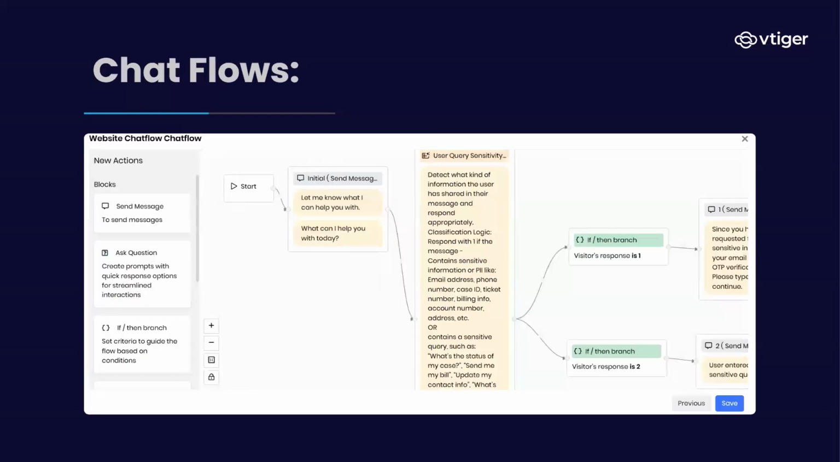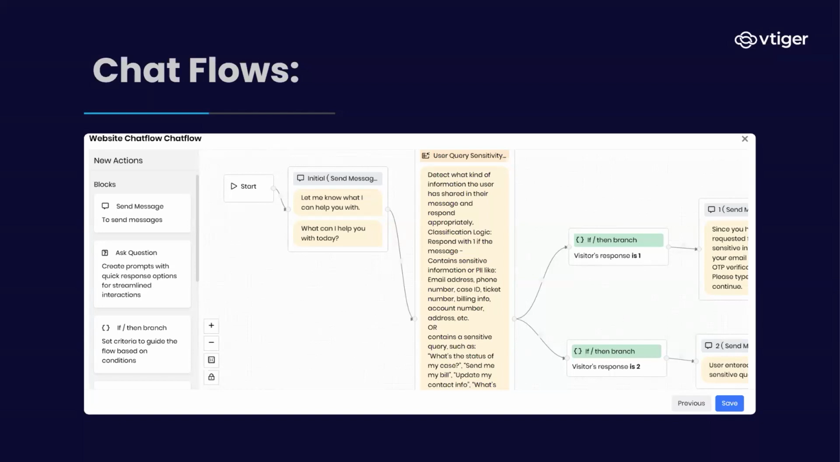Next, we have chat flows. Vtiger's chat flows feature provides an intuitive way to design and visually map out how your AI chatbots will interact with customers through live chat. The chat flow feature is like a digital whiteboard where users can easily drag and drop elements from a rich library of shapes, symbols, and pre-built templates.